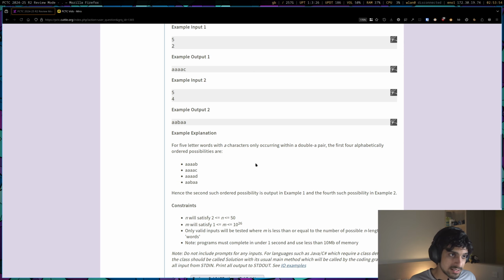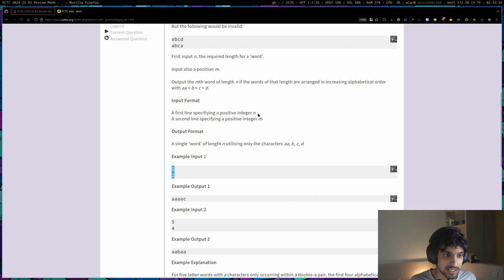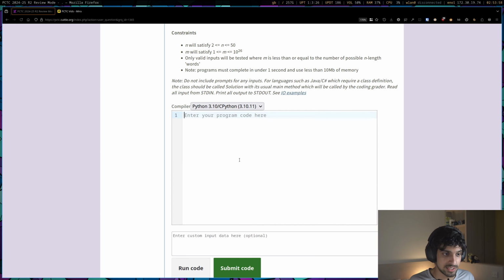Right, so the very first things to do are input the first 2 things. So n and m is what the question calls them. We're going to do the same. So n is obviously a number. M is also obviously a number.